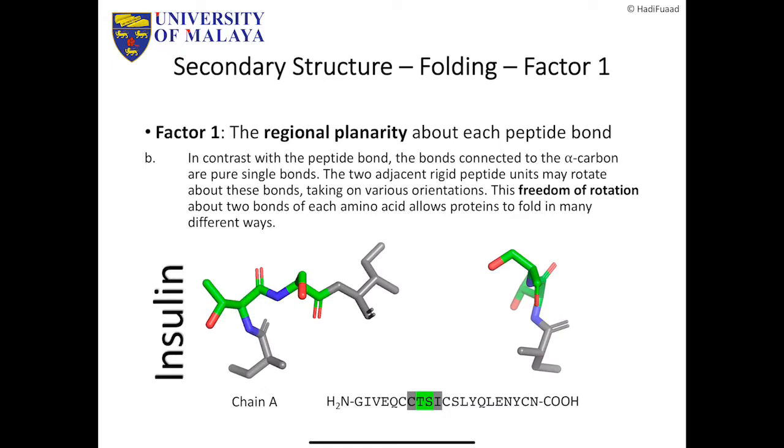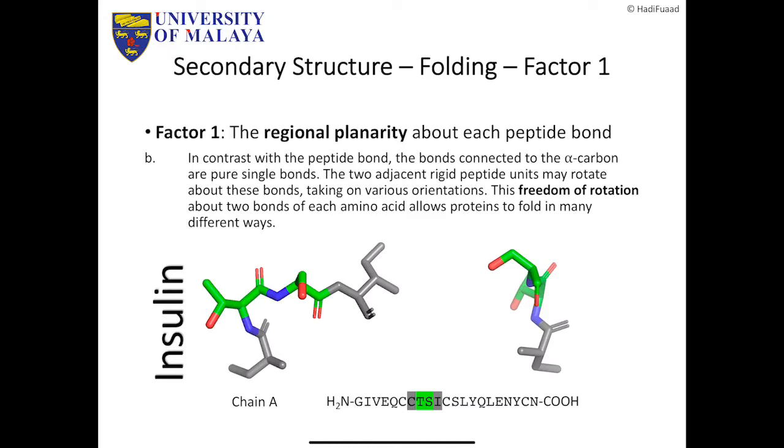Second note, in contrast with peptide bonds, the bonds connecting the alpha carbon are pure single bonds. The two adjacent rigid peptides may rotate about these bonds, taking on various orientations. This freedom of rotation about two bonds of each amino acid allows proteins to fold in many different ways.